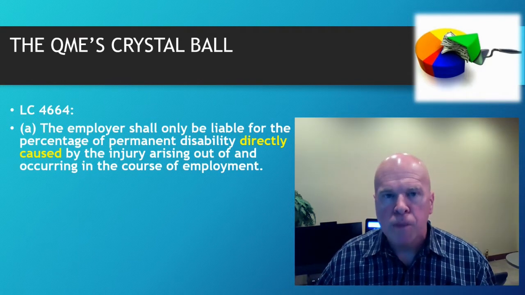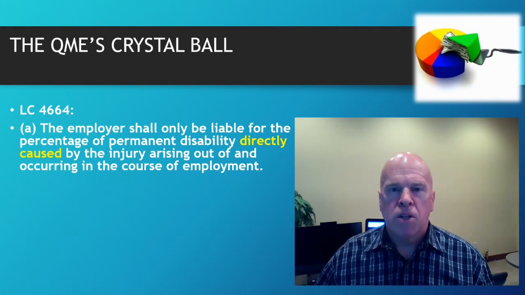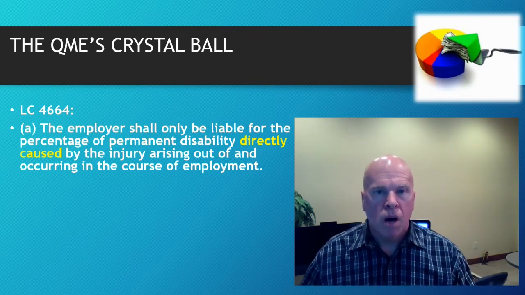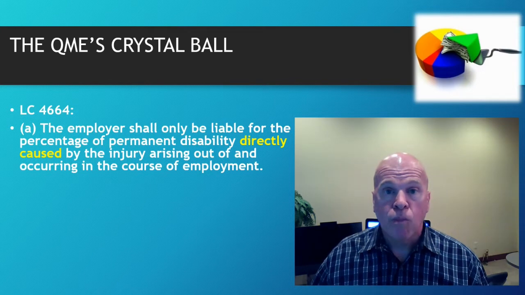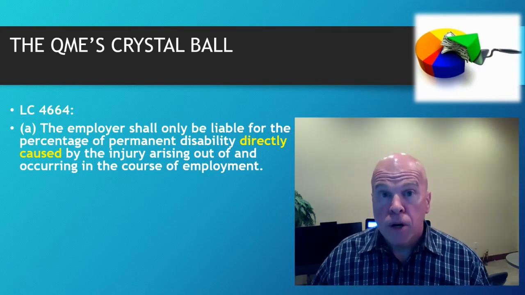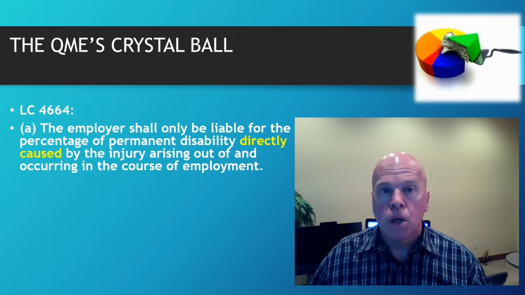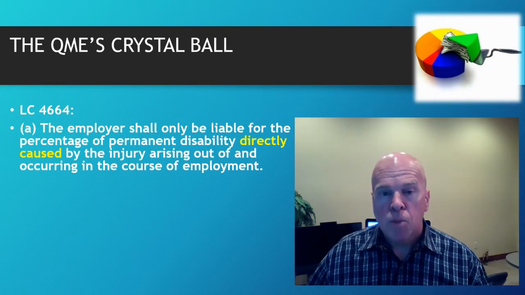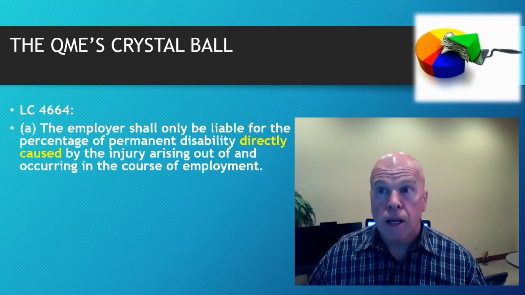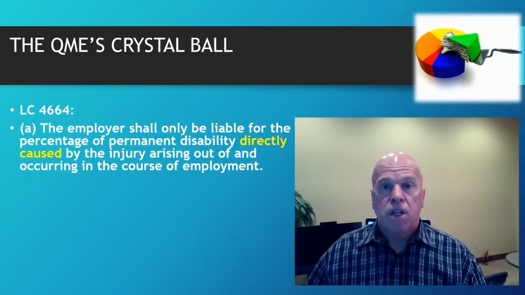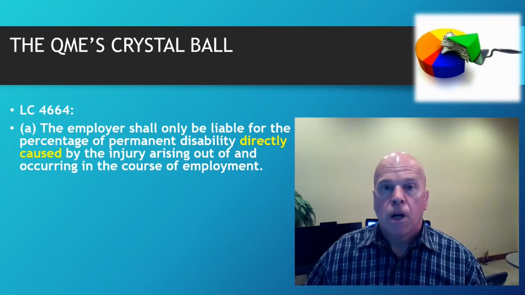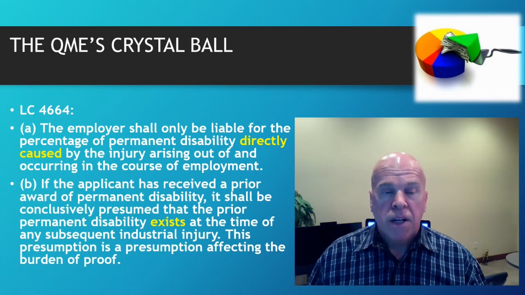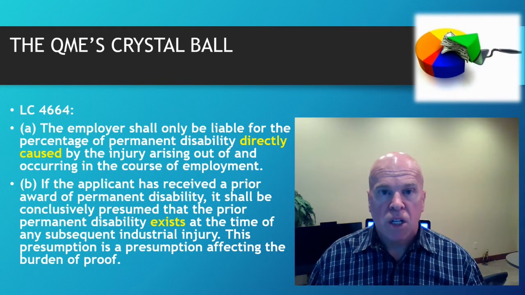4664 tells us that the employer shall only be liable for the percentage of the permanent disability directly caused by the injury arising out of and occurring in the course of employment. And doesn't that make sense? I don't know how many of you are employers. I don't know if you've ever had a worker claim an industrial injury during the course of their employment with you. But if you are an employer, you would be in agreement that you should be responsible only for the portion of the impairment or disability that's a direct result of the injury that occurred in the course of employment. And this makes great sense.